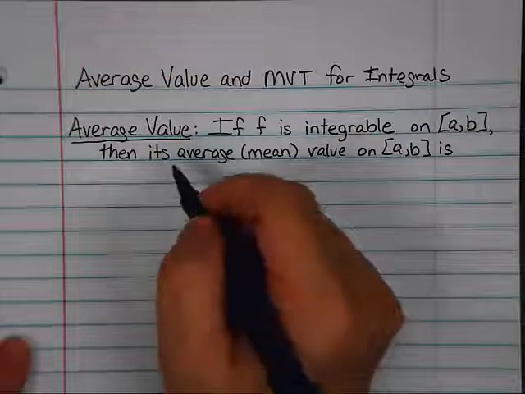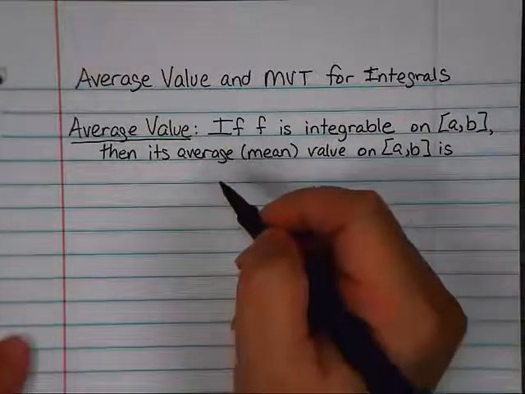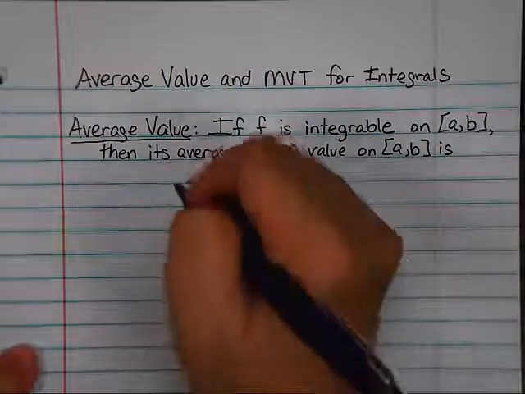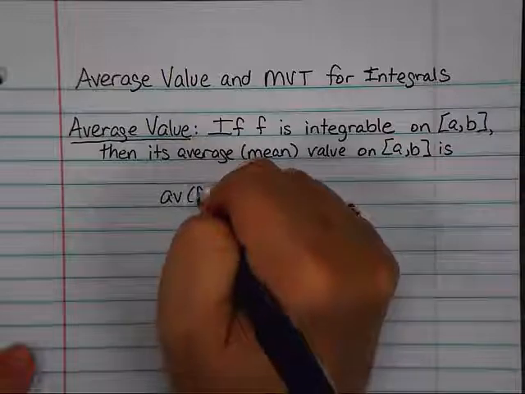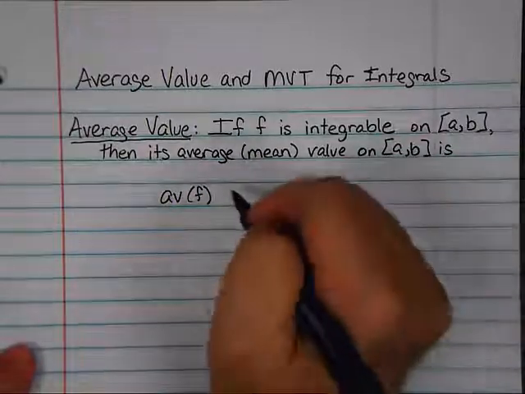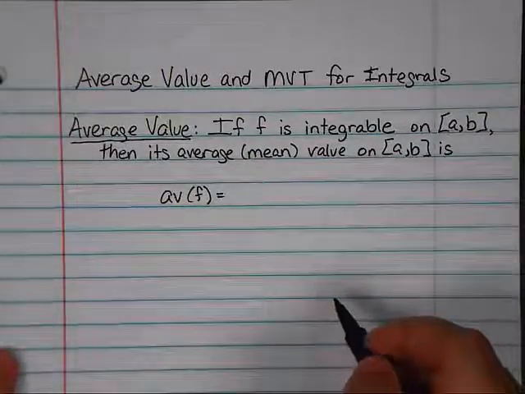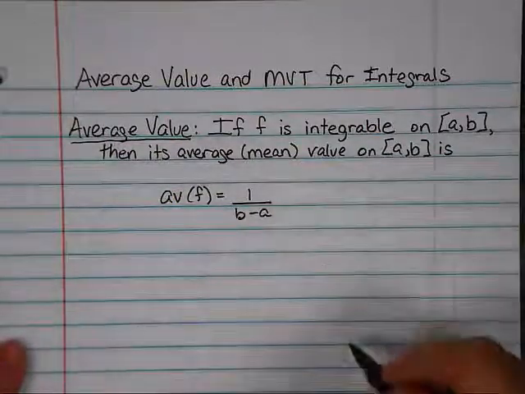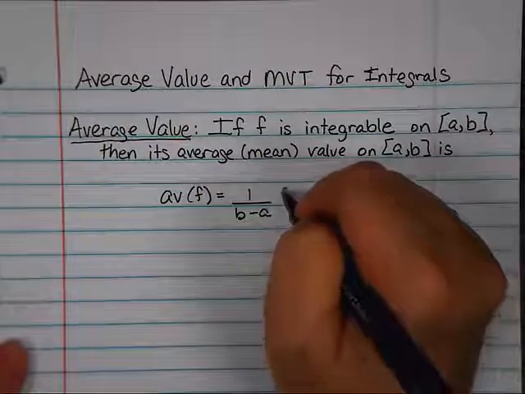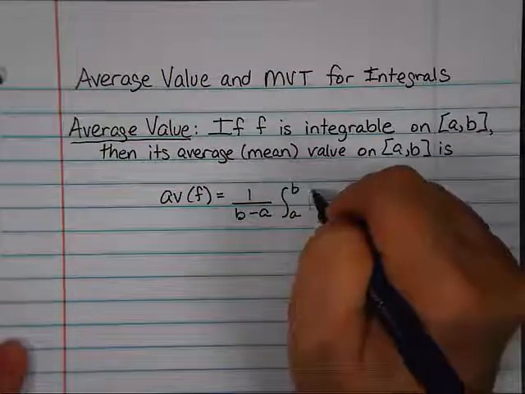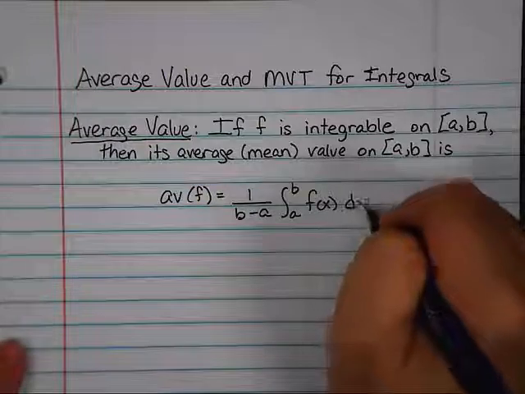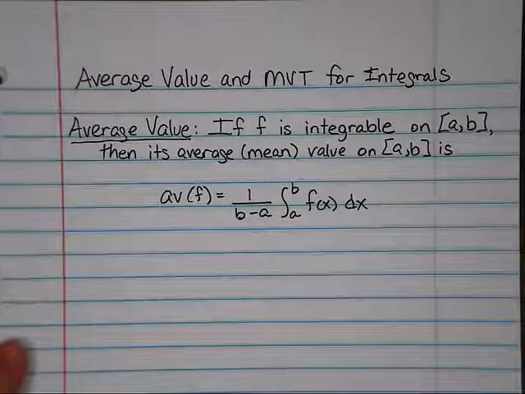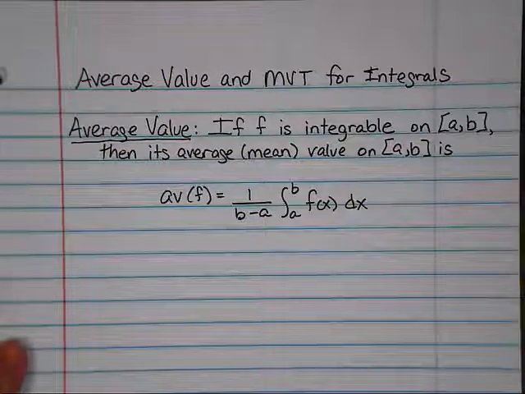So is this a new theorem? This is a new formula. So when we put it in the flip chart, it's going to be as a formula, not as a theorem. So the average value of f on a, b is equal to 1 over b minus a times the integral from a to b of f of x dx.